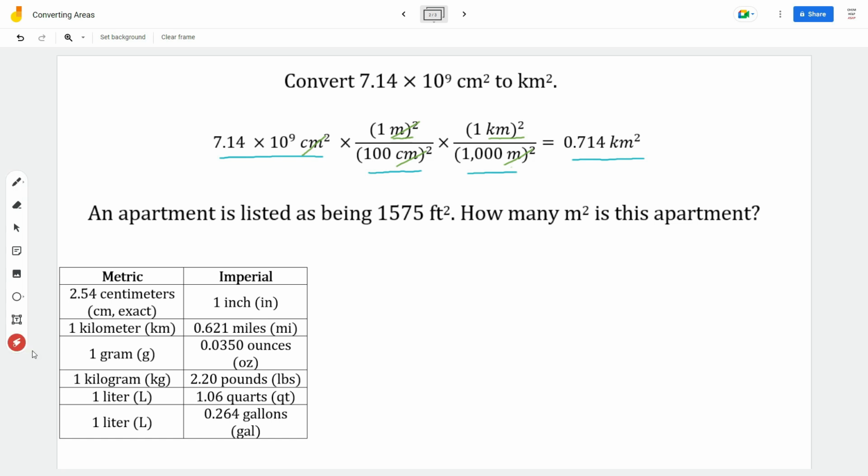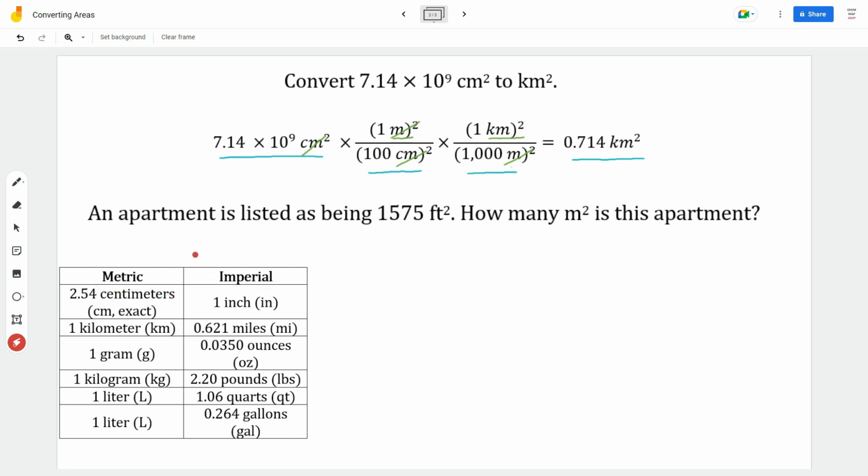Let's do another problem. An apartment is listed as being 1,575 feet squared. How many meters squared is this apartment? Okay, so now I'm doing a conversion that not only has a squared portion, but I'm going from feet to meters, which means I'm going from imperial units to metric units. Again, this is going to be a multi-step process. Here is a chart of multiple conversion factors that will let me move between metric and imperial, or I should say imperial to metric, either way.